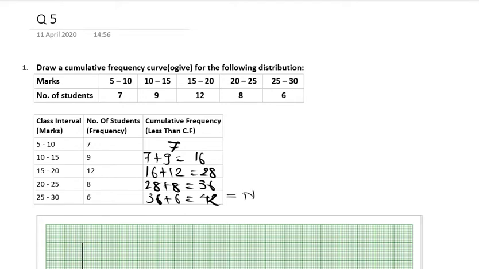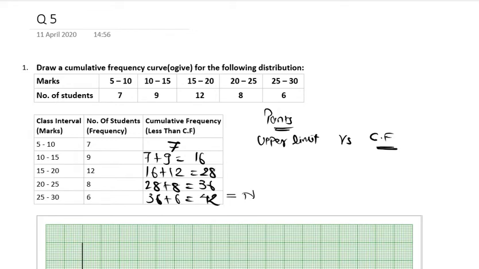Okay, so first thing, whenever you have to draw ogive, you have to find cumulative frequency, less than type cumulative frequency. Now what you have to mark? You have to mark points. Which points you have to mark? You have to mark the upper limit of each class interval versus cumulative frequency. Upper limit versus cumulative frequency.